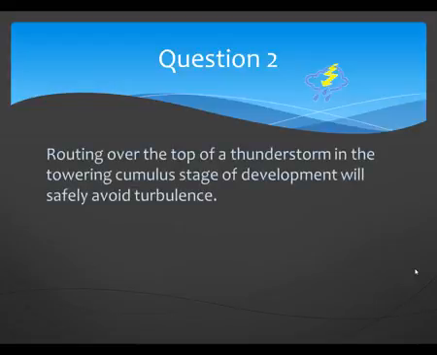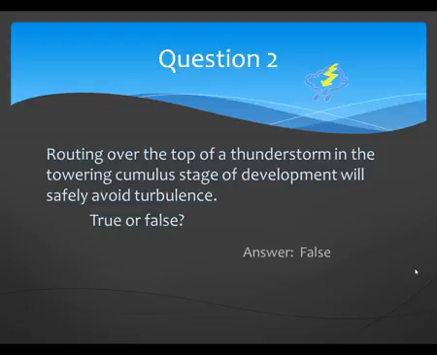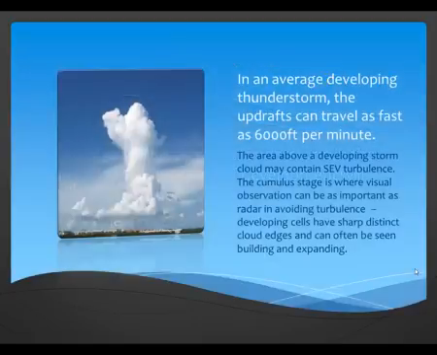Question 2. Routing over the top of a thunderstorm in a towering cumulus stage of development will safely avoid turbulence. Is that true or false? And the answer is false. In an average developing thunderstorm, the updrafts can travel as fast as 6,000 feet per minute. So therefore, the area above a developing storm cloud may contain severe turbulence.